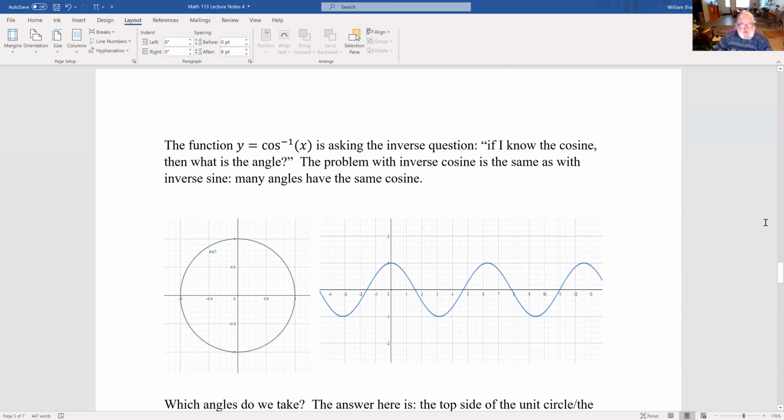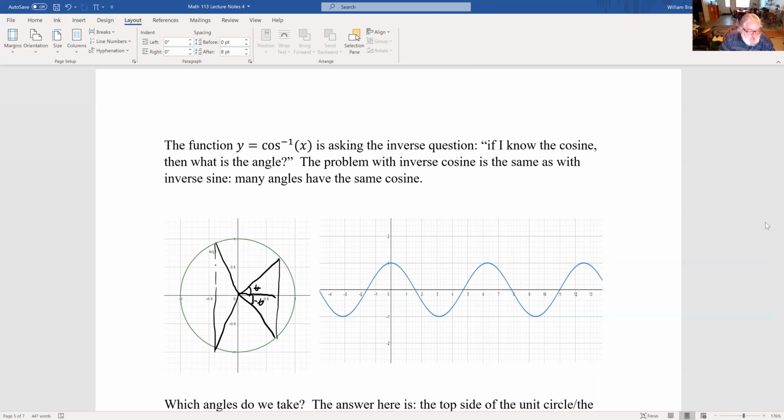So cosine inverse of x, asking the inverse question again. If you know the cosine, then what is the angle? The problem with inverse cosine is the same as with inverse sine. Many angles have the same cosine. So this angle, if I call it theta, and this angle, which is minus theta, they have the same cosine because they have the same x value. Same thing for this angle and this angle. They've got the same x value, so they have the same cosine.